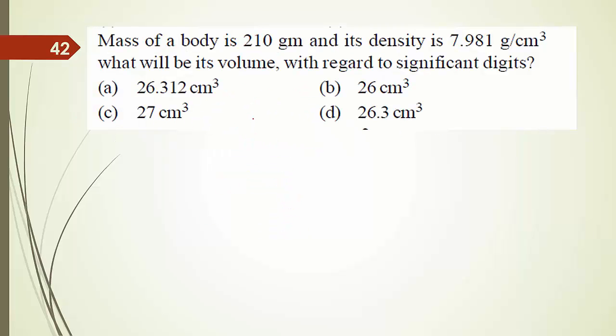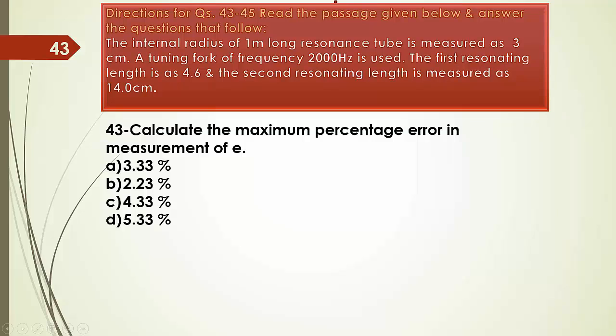42. Mass of a body is 210 gram. Density is 7.981 gram per cm cube. What will be its volume with regard to significant figures? This question we already solved and this is a repeated question. So we can move to the next problem.